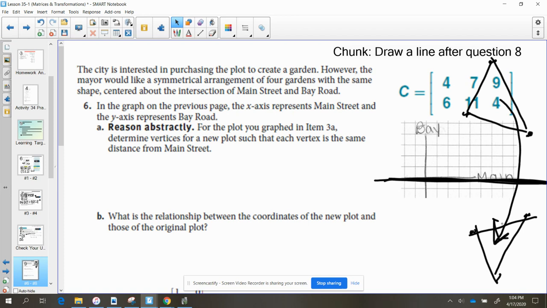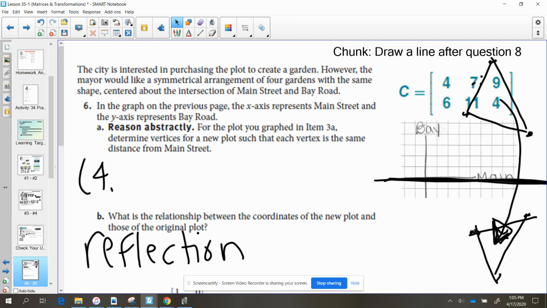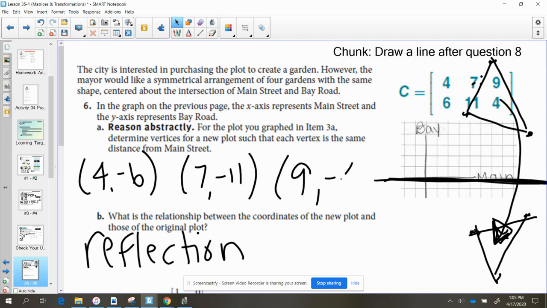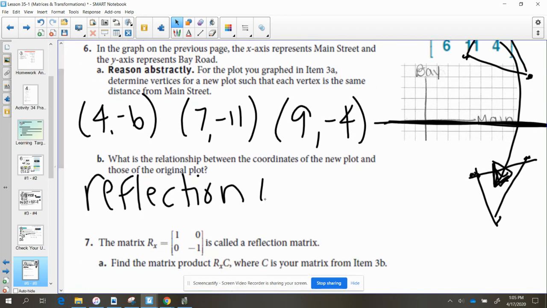What kind of transformation are we doing to move the original to the new piece, aka the pre-image to the image? Well, what we had to do here was a reflection, right? And instead of being at 4, 6, we're now at 4, -6. Instead of being at 7, 11, we're at 7, -11. And instead of being at 9, 4, we're at 9, -4. So specifically, we are doing a reflection over the x-axis, which means we were changing our y value.